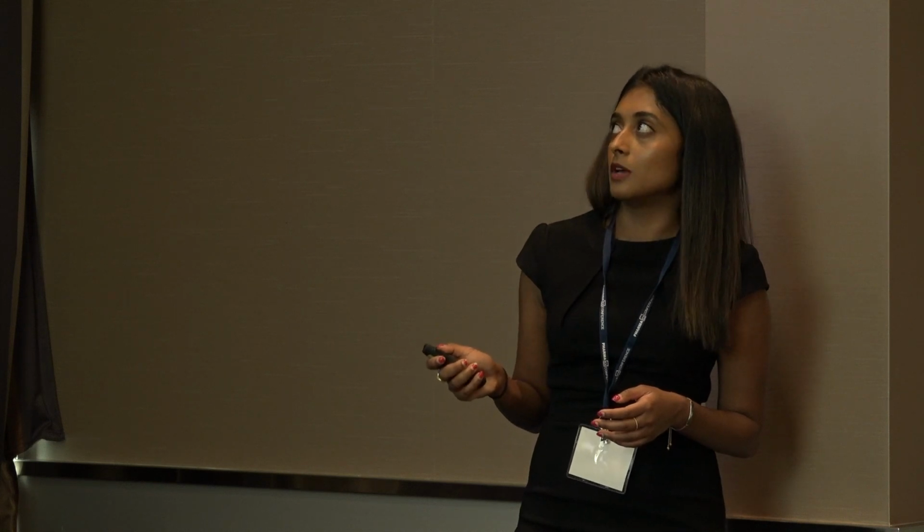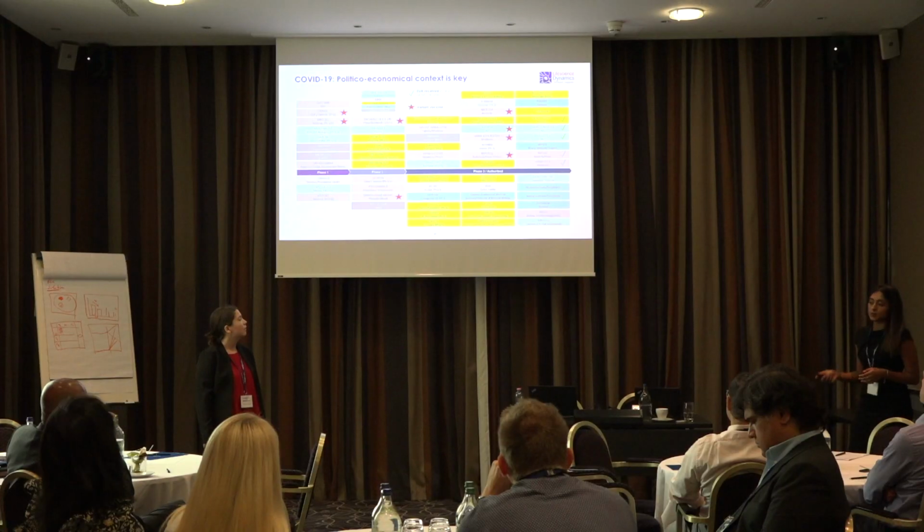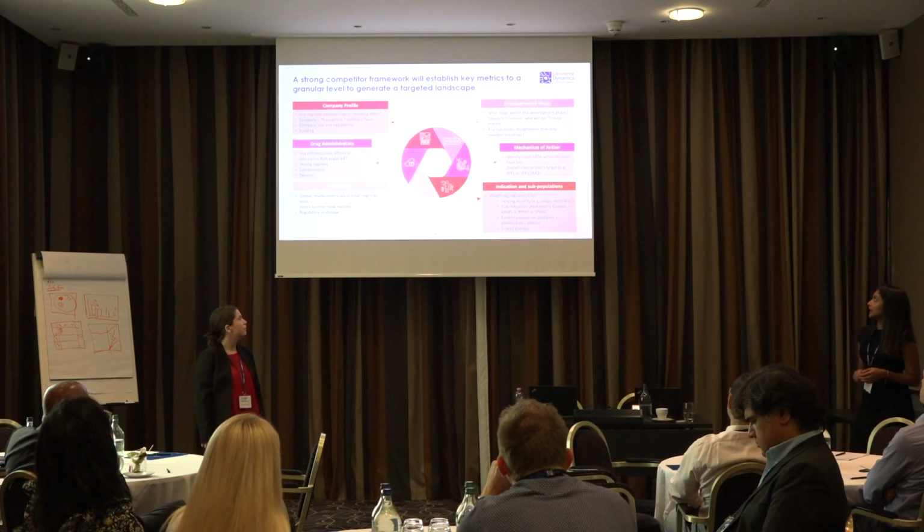And one example is the COVID-19 landscape that we built, which feeds into the politico-economical context. For instance, with this landscape, we tried to pull out which assets received the EUA, or emergency use authorization, to make them stand out a bit more. And of course, there are various other metrics that we used here as well. So this is just one example that we wanted to pull out.